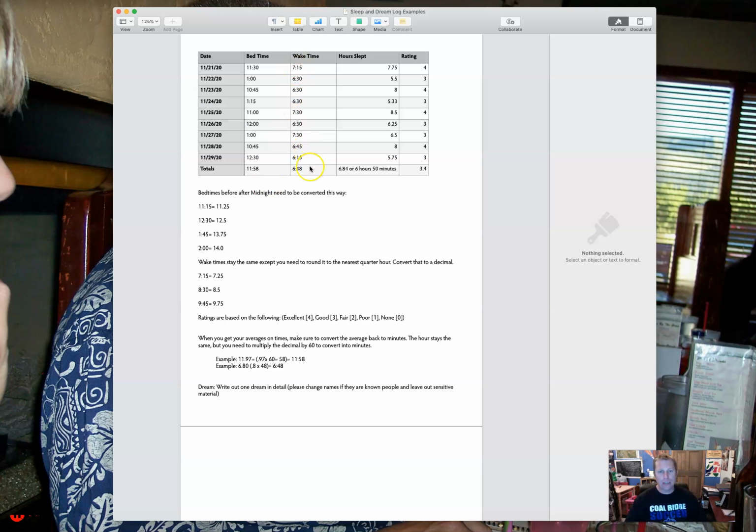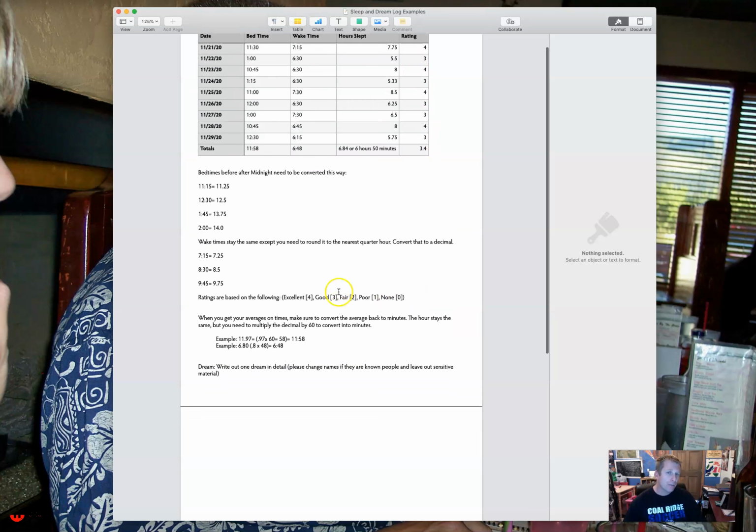For wake time, you don't have to worry about adding 12 there. You still need to convert to a quarter hour and then convert that into a decimal so that you can do the actual math part of it. If you added these up just as they were, you're not going to get an accurate picture. The ratings are arbitrary: excellent is 4, good is 3, fair is 2, poor is 1, none is 0.